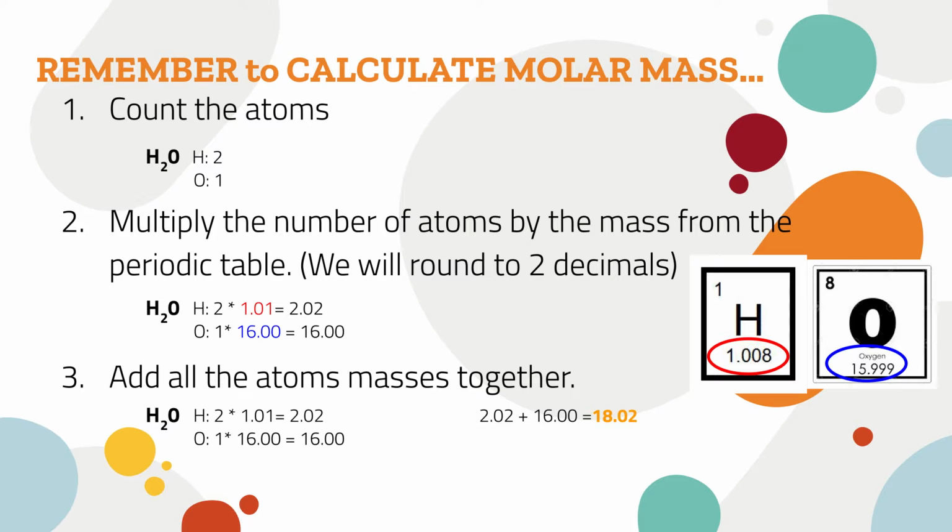Remember, for counting molar mass, you count the number of atoms, you multiply the number of atoms by the mass from the periodic table, and in our class we're going to round to 2 decimal places, and then add all of the atomic masses together.